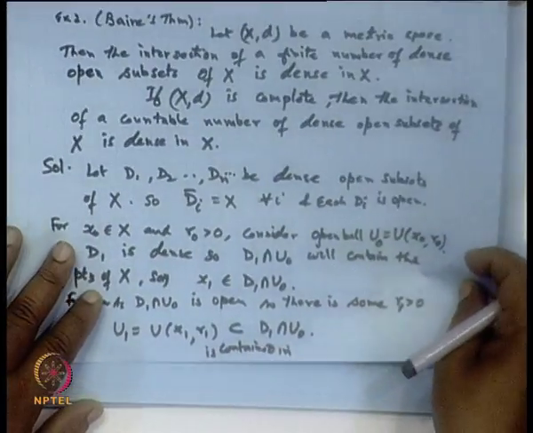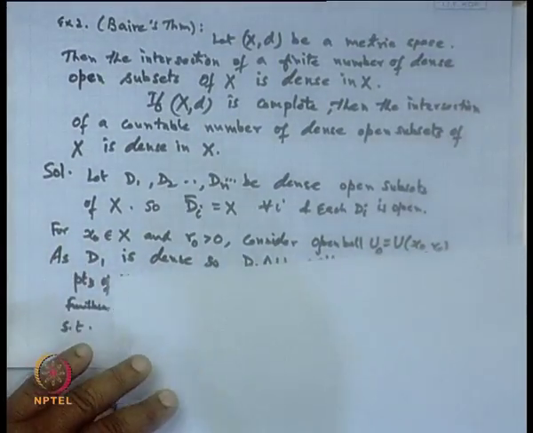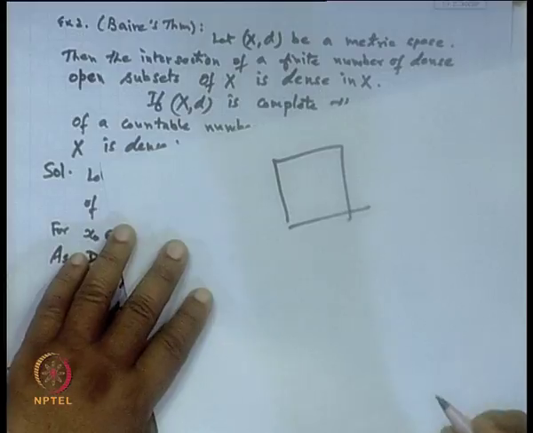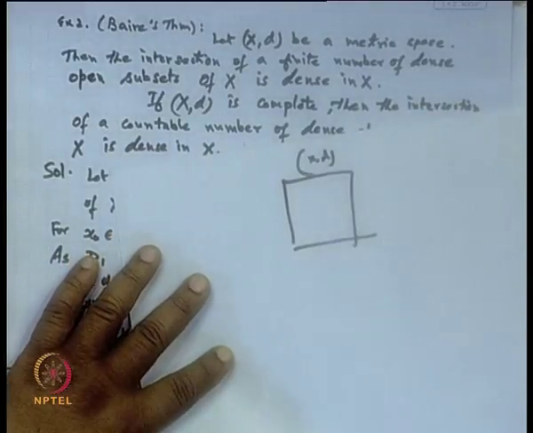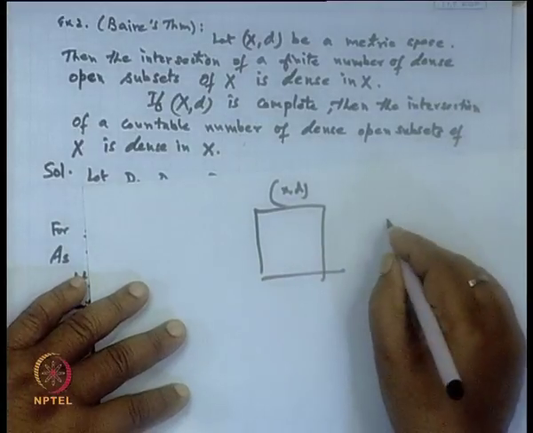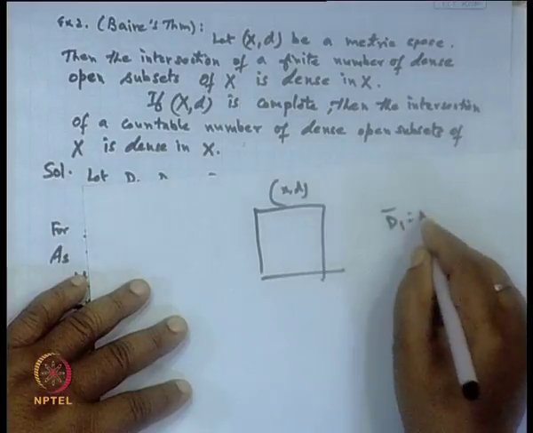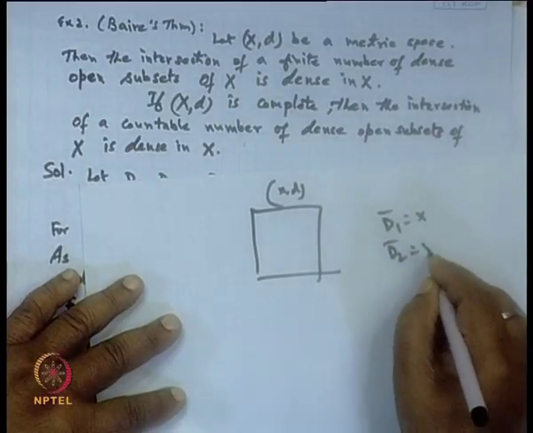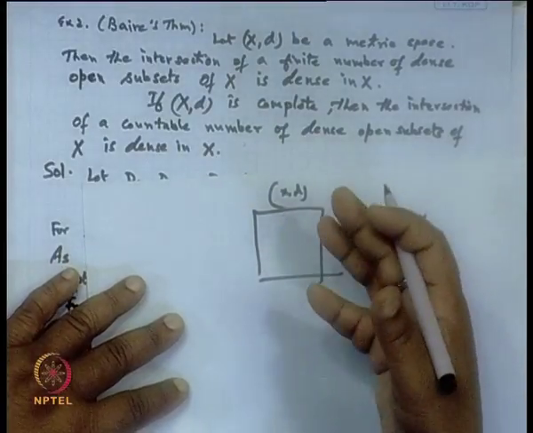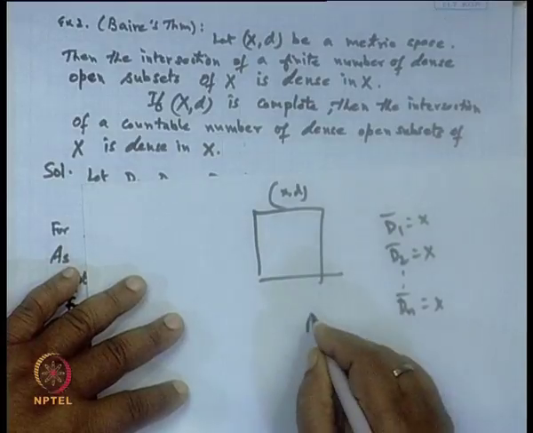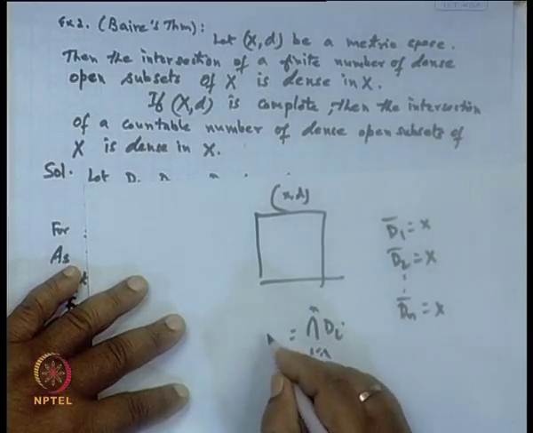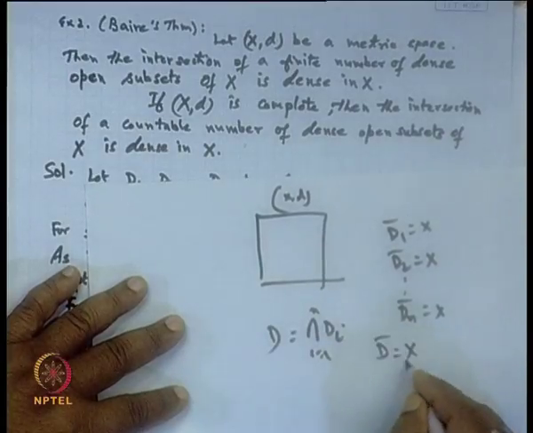What this result says is that suppose we have a metric space (X, d), and suppose there are a finite number of dense open subsets. That is, D1 is dense, meaning the closure of D1 is X; D2 is also dense, Dn is also dense. So many dense subspaces of X can be obtained. Now, what about the intersection of Di, i equals 1 to n? Will this also be dense in X? This is the question.